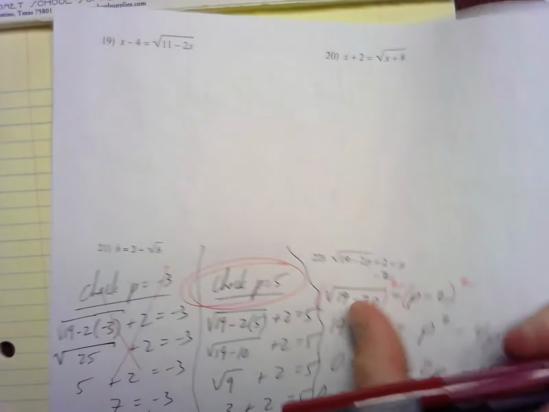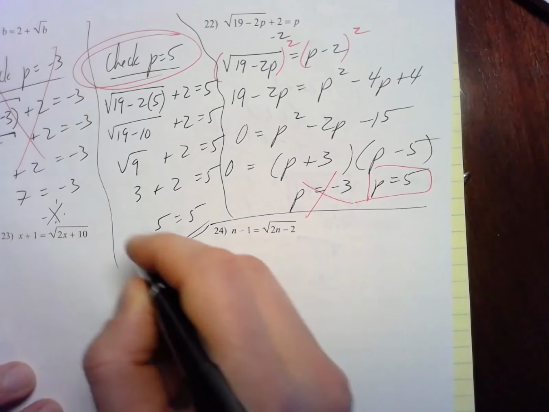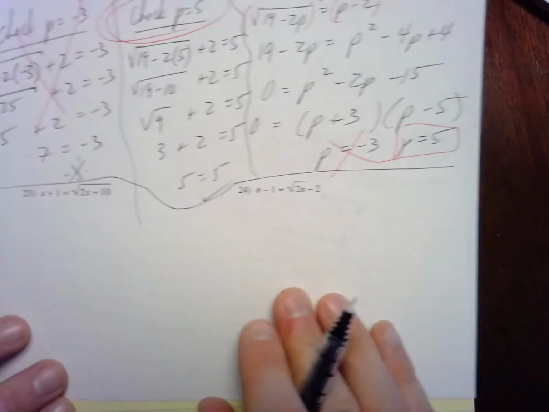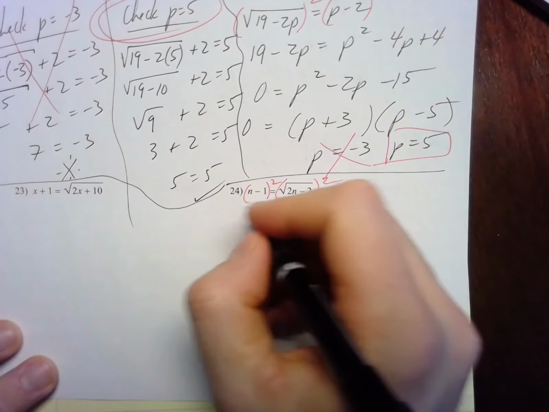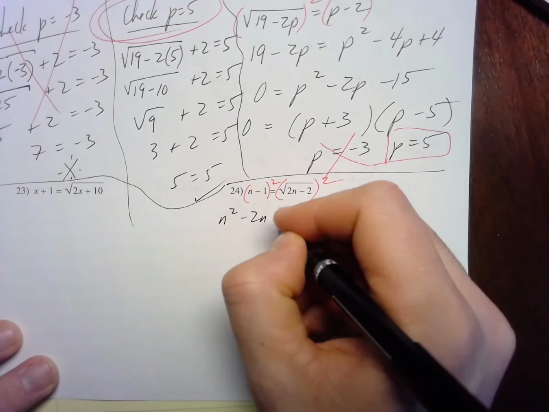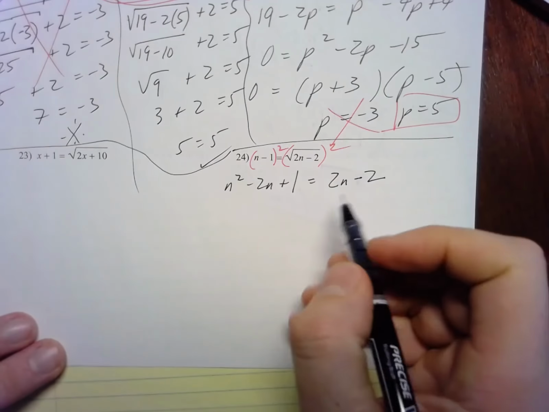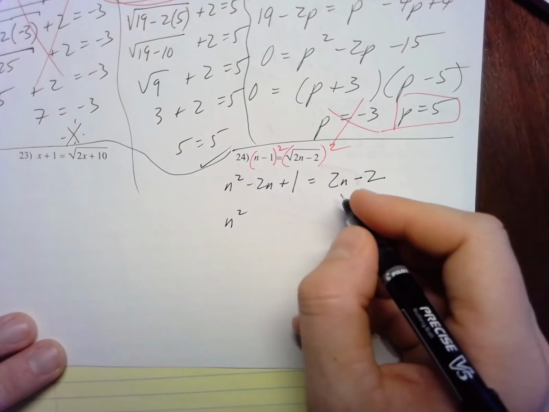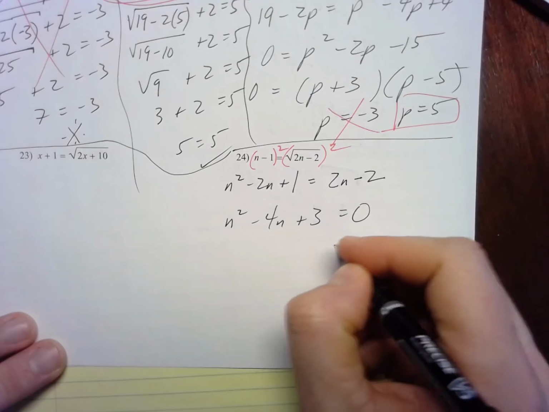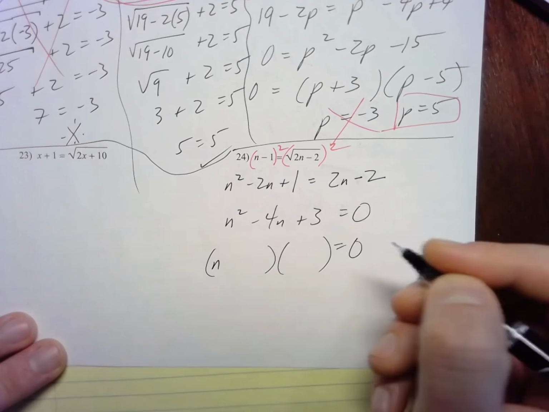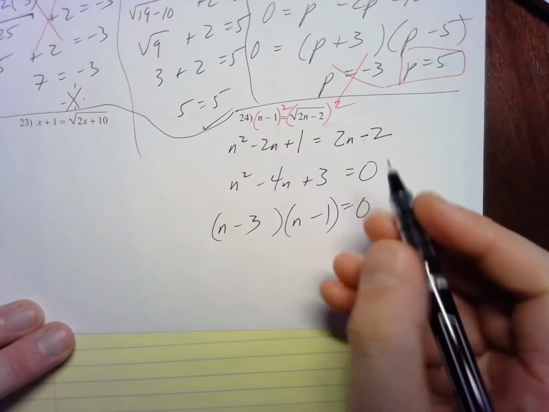The last one I want to go over really quickly is number 24 here. Okay, let's just barricade that off. I want to go over 24. We can start out immediately by squaring. Okay, so here we've got n squared minus 2n plus 1 equals 2n minus 2. And then collecting everything over on the left seems easiest, so we're subtracting 2n and we're adding 2. So here I notice I've got n minus 3 and n minus 1. That'll give me minus 4n plus 3, so n equals 3, n equals 1.